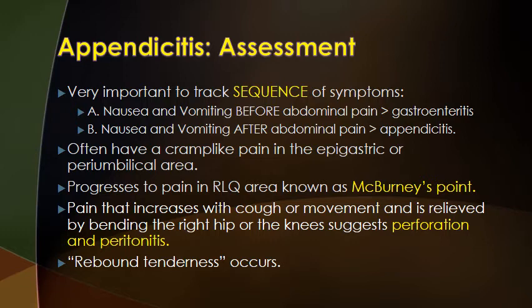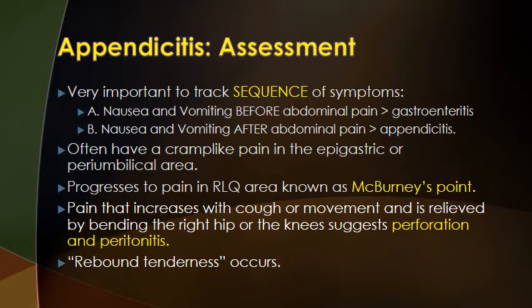So understand that the timing of the nausea and vomiting in relation to the pain is vital to knowing what they have. With appendicitis, they're going to hurt first. With gastro, they're going to puke first. Okay, think of it that way. These patients often have a cramp-like pain in the epigastric or periumbilical area, and this progresses to pain in the right lower quadrant area, which is known as McBurney's point. Discovered and diagnosed by, I'm sure, someone named Mr. McBurney.